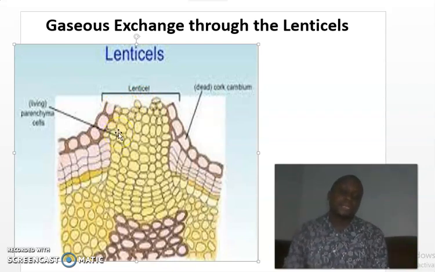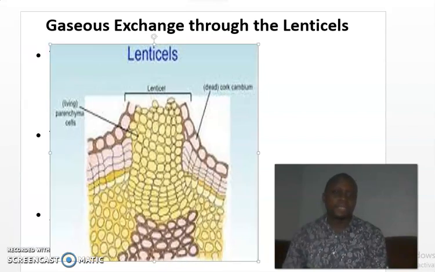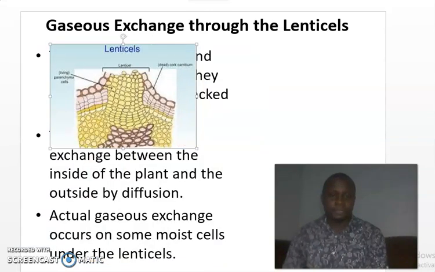At night, these cells of the plant carry out respiration, hence producing a lot of carbon dioxide. The carbon dioxide which is produced will be more highly concentrated in the cells than in the atmosphere. Therefore, it leaves through the lenticels into the atmosphere by diffusion. Okay? And that is how gaseous exchange occurs through the lenticels.